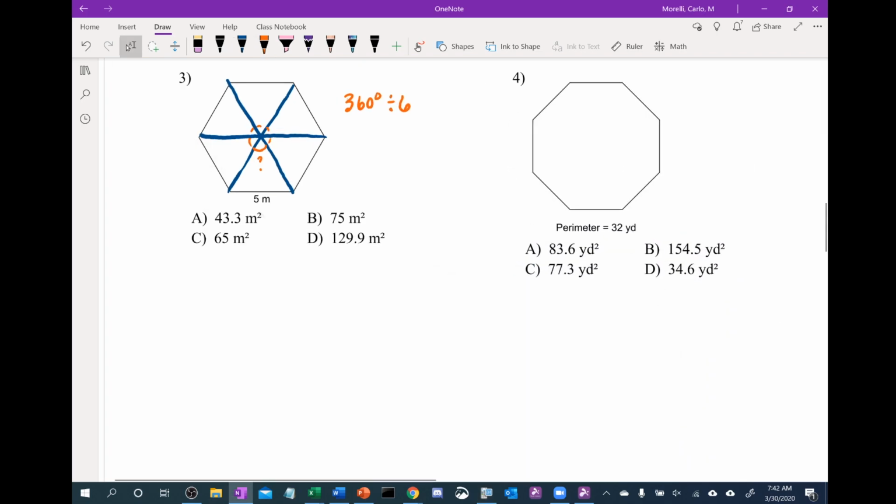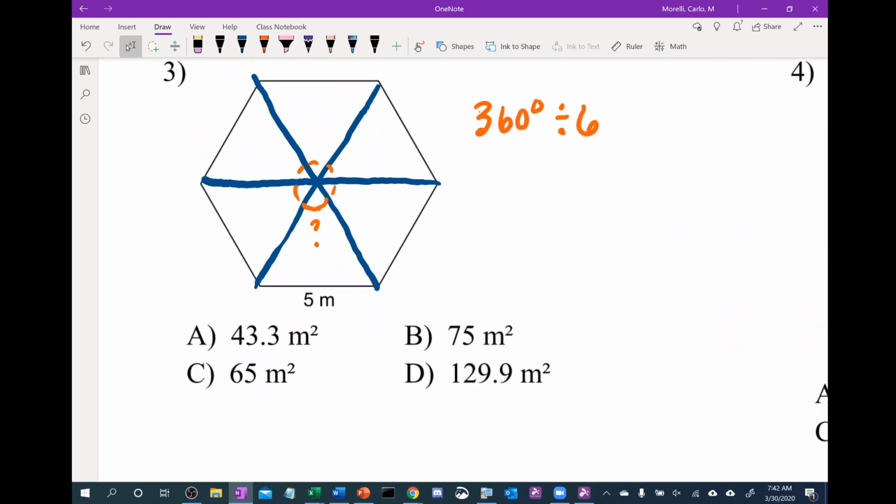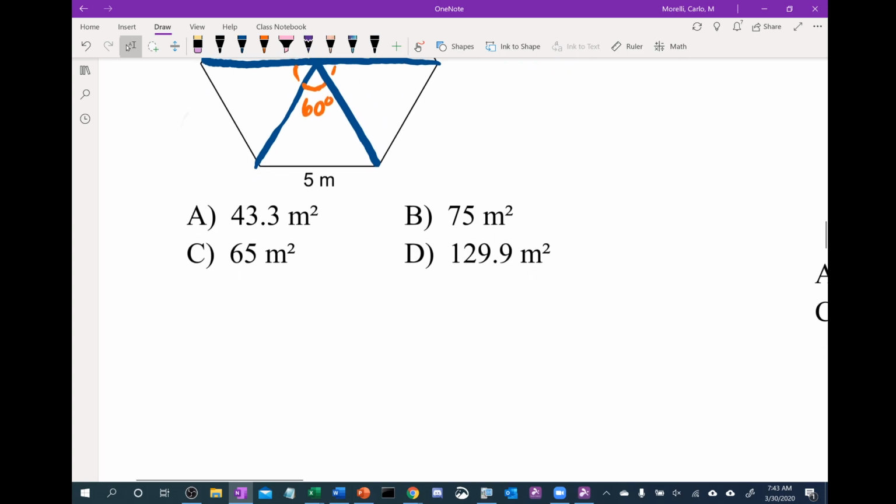Okay, so let me zoom in on this a little bit. So now we know that this is 60 degrees. So think about it this way. You don't have a hexagon that you're trying to solve the area for. You have a triangle that looks like this, and you're going to multiply whatever area you get by 6.